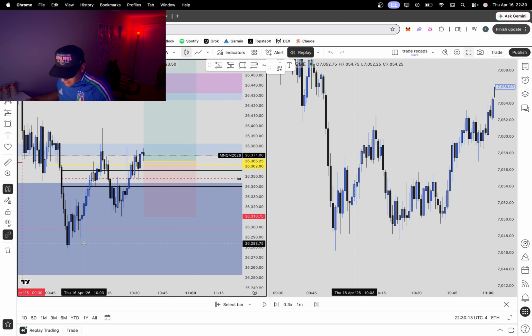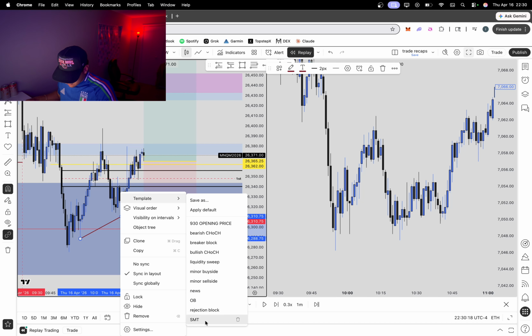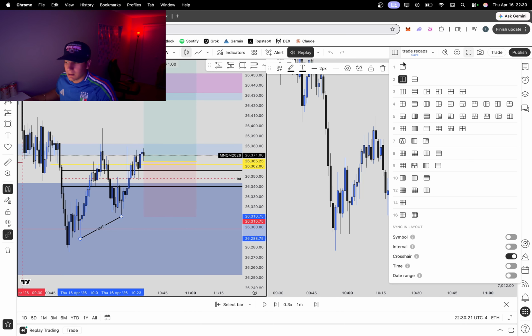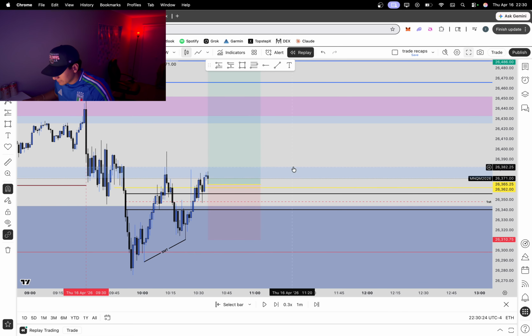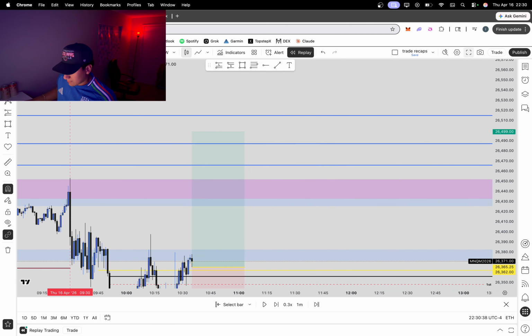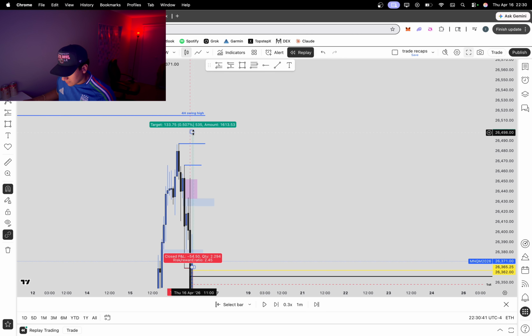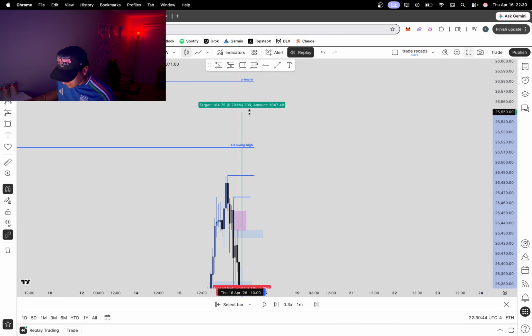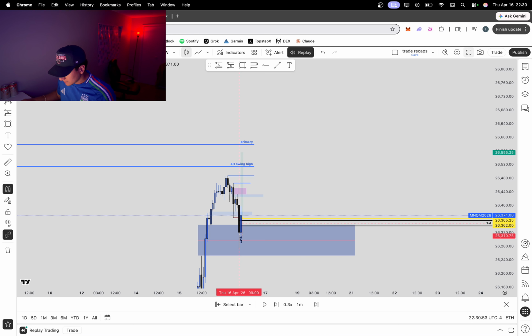We did have an SMT right here with ES. So that's just another confluence I used. Limit set, stop loss at swing low, and I went in with $1,000 this time. And I was trying to pass the account in one trade, so my take profit was around here. It was 190 points. Boom.